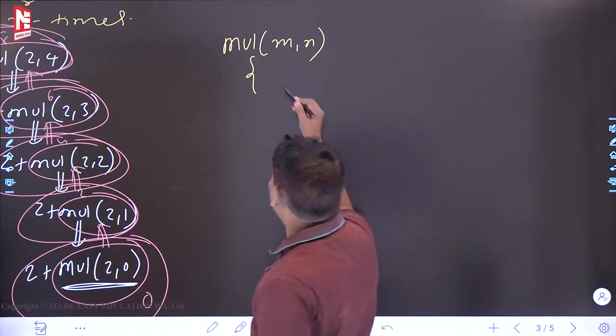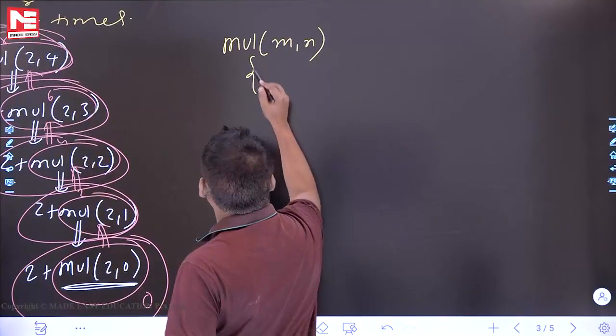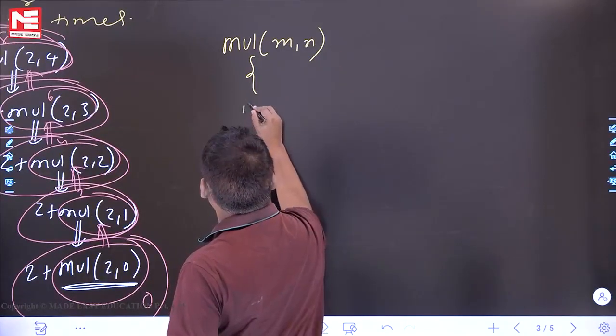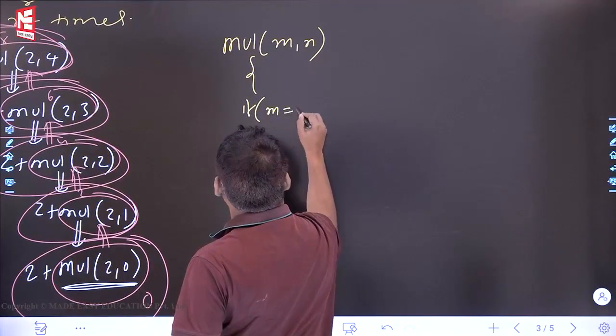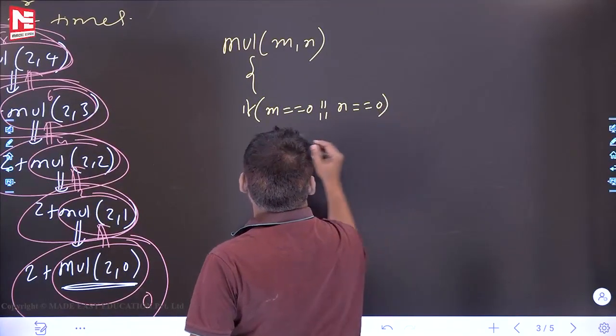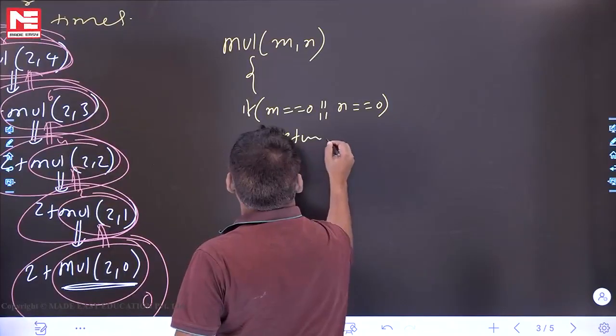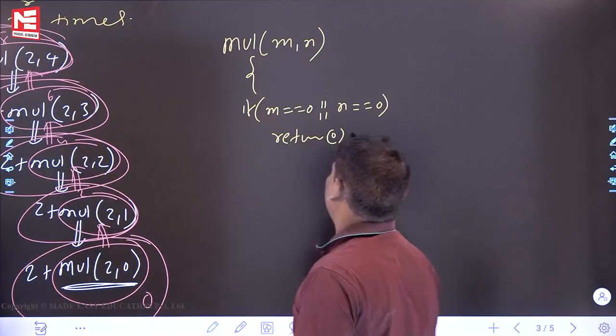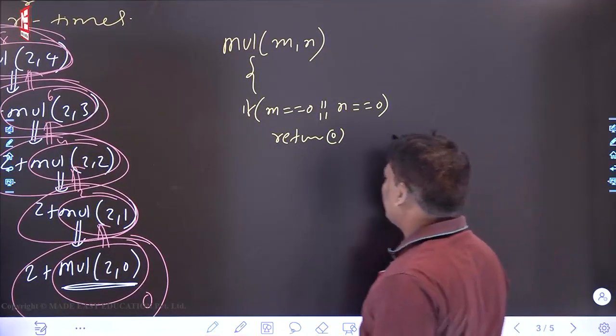I am starting now. See this one? Multiplication of m comma n. What is the answer? Adding m n time. What is the termination condition? This is the answer. See this one? If m is equal to 0 or n is equal to 0, then return 0. Any one is 0, then return 0. That is the termination condition, everyone know.